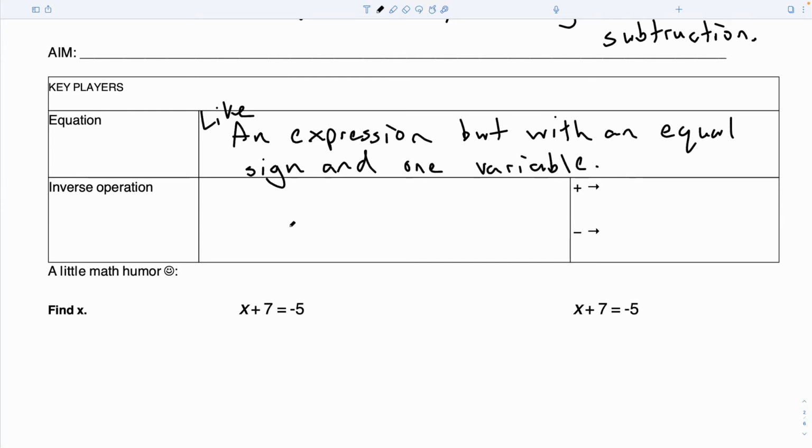In order to solve this, we're going to use something called inverse operations, which means the opposite operation. What is the opposite of addition? Daniel? It's subtraction. Yeah. I'm gonna pause you and let you turn and talk to your partner. So the opposite of subtraction is addition.